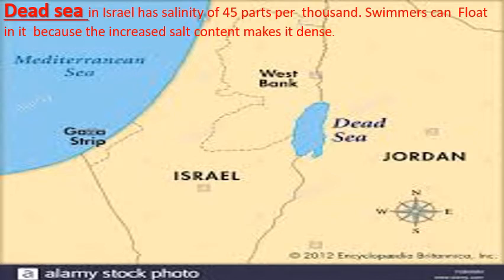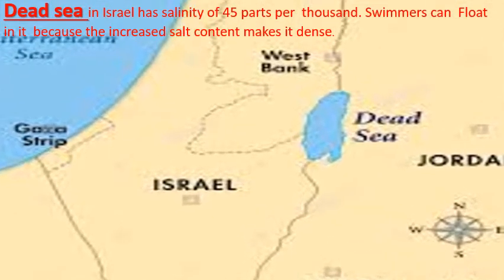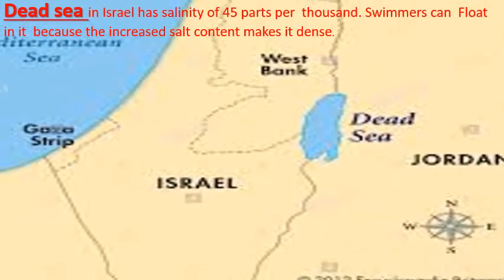This is the Dead Sea. The Dead Sea is very close to Israel, Jordan and the West Bank, that is Palestine. It has a salinity of 45 parts, that is 45 grams per 1000 grams. Swimmers can float in it because the increased salt content makes the water very dense. That's why swimmers can float on the water surface in the Dead Sea.